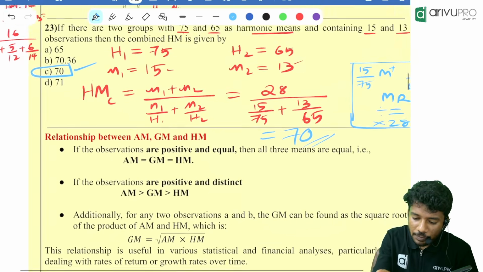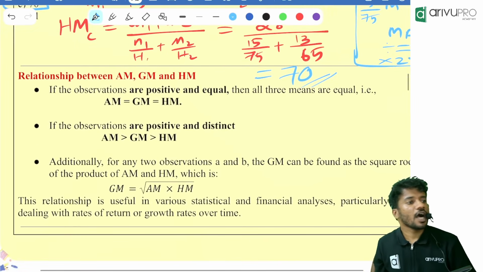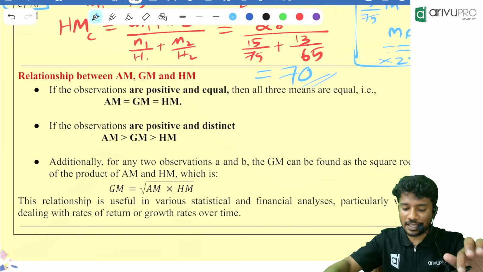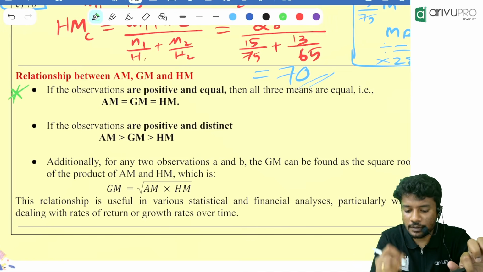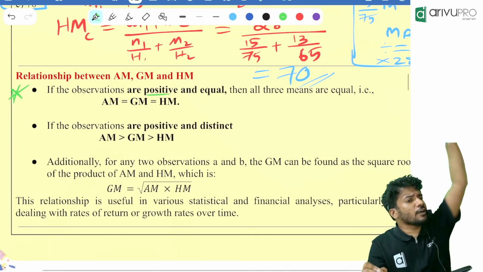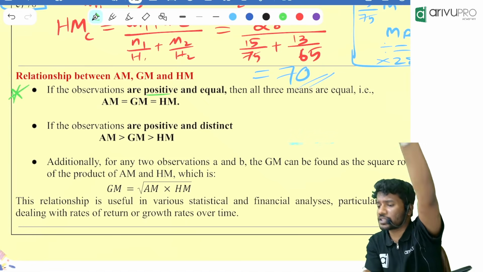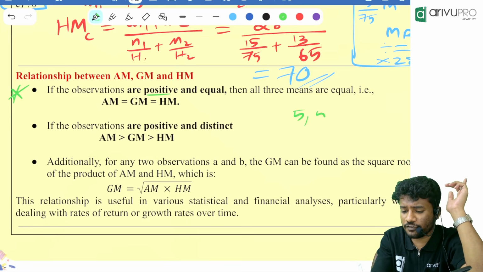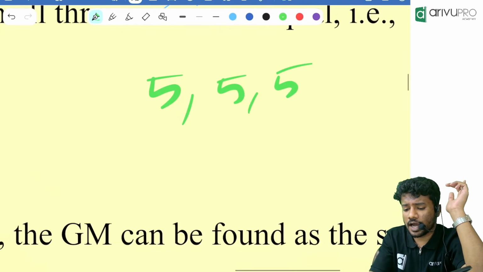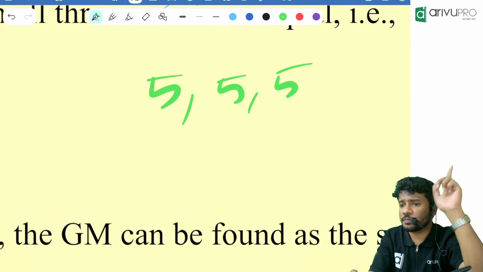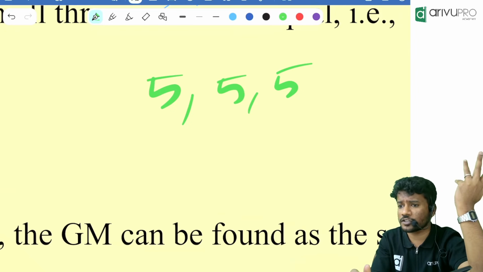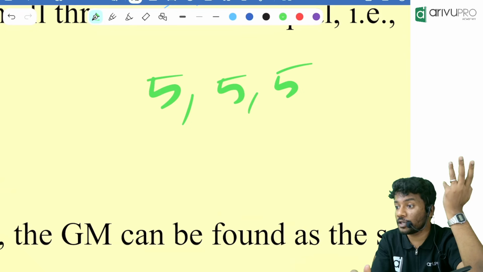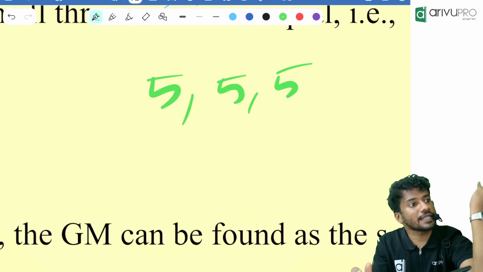Now people, we need to study the relationship: how AM, GM and HM are related. Make a note. Previous year questions. If all the observations are the same and positive, for example, all the observations are like 5, 5 and 5. What is the arithmetic mean? 5 plus 5 plus 5 divided by 3, which is 15 by 3, 5. Then how much is the geometric mean? 5 into 5 into 5, that is 5 cube, raised to 1 by 3, will be 5. Then how much is the harmonic mean? That will also be 5 itself.